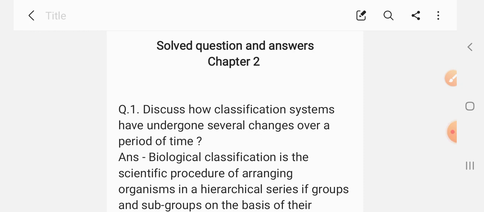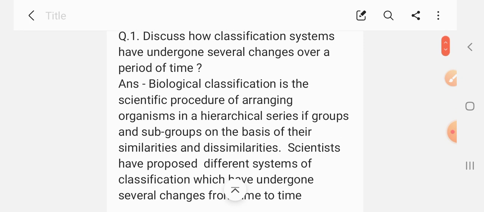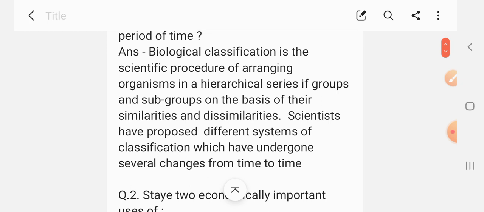Chapter 2 से related questions and answers. Question number 1: Discuss how classification systems have undergone several changes over a period of time. Answer: Biological classification is a scientific procedure of arranging organisms in a hierarchical series of groups and subgroups on the basis of similarities and dissimilarities. Scientists have proposed different systems of classification which have undergone several changes from time to time.